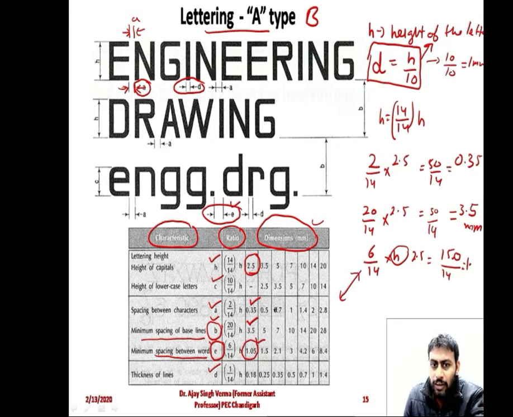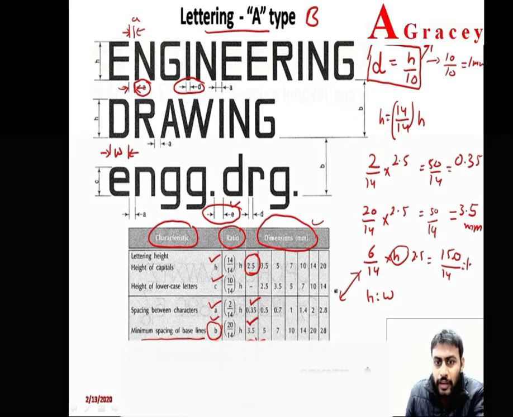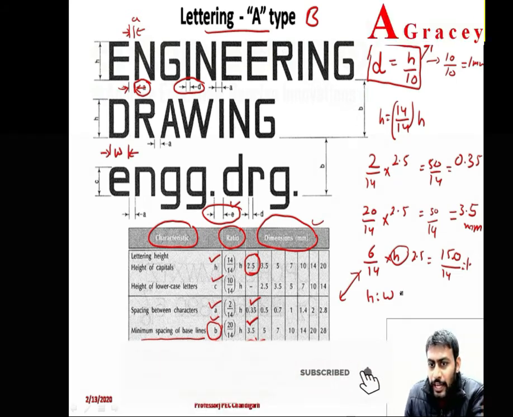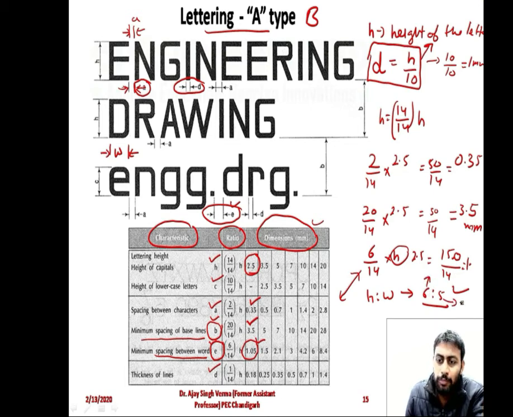One more thing is that some books have a relation H to W. What is W? W is the width of the character, and they have the ratio H equal to W. Some books follow 6 is to 5, which is widely used. It means if 6 mm is the height of the letter, then the width of the letter should be 5 mm. Is it clear?